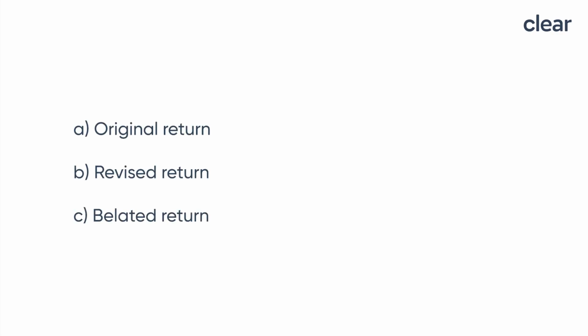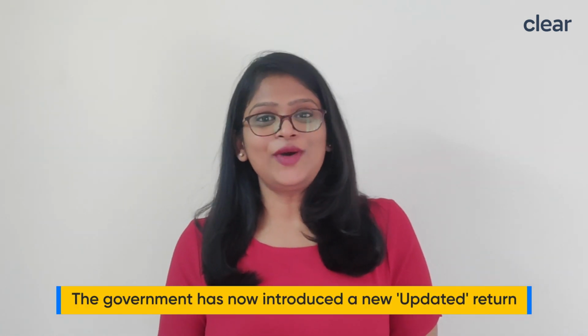So far, there are three versions of income tax returns, that is, the original return, the revised return, and the belated return. As a taxpayer, you need to file an income tax return within the due date specified as per the provisions of the Income Tax Act, which is the original return. If you miss the original return filing date, you will have the option to file a belated return. Further, you can file a revised return to amend the details reported in the original or belated return. To provide relief to the taxpayers by providing more time for revision of returns for the reason of omission or errors, the government has now introduced a new updated return.